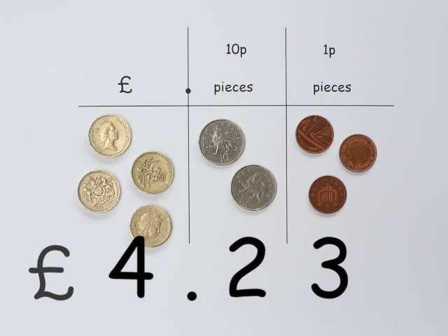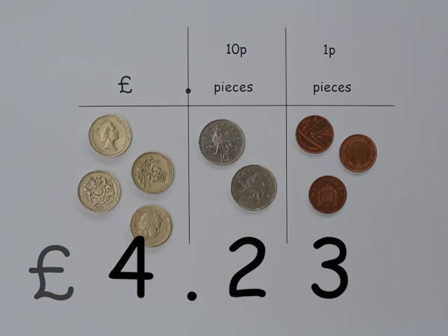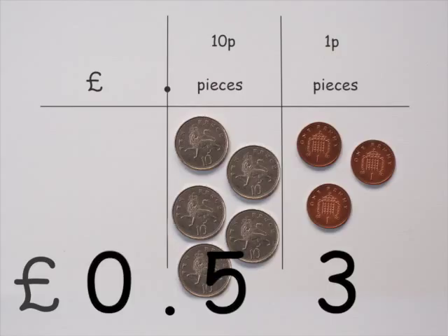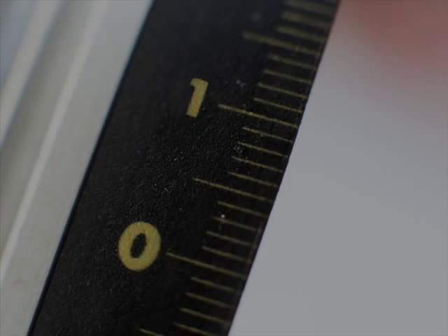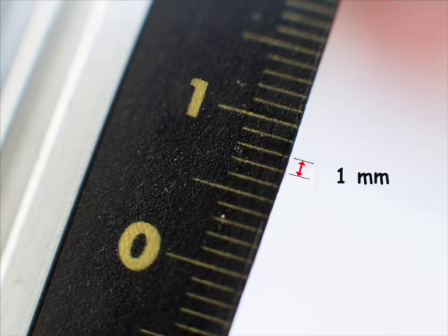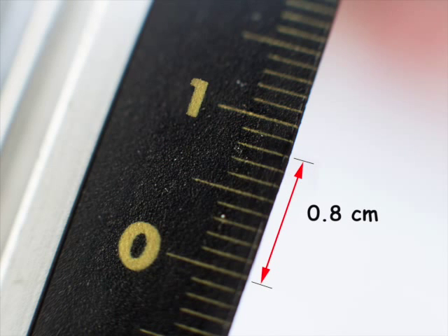It's worth noticing that the number before the decimal point can in fact be 0. For example, if you have 53p and want to write this expressed in pounds, it is 0.53. The naught is there because there are no whole pounds, only pennies. The same thing can happen with a very small measurement of less than a centimetre. If there's a length of, say, 8/10 of a centimetre, you can write this as 0.8 centimetres.